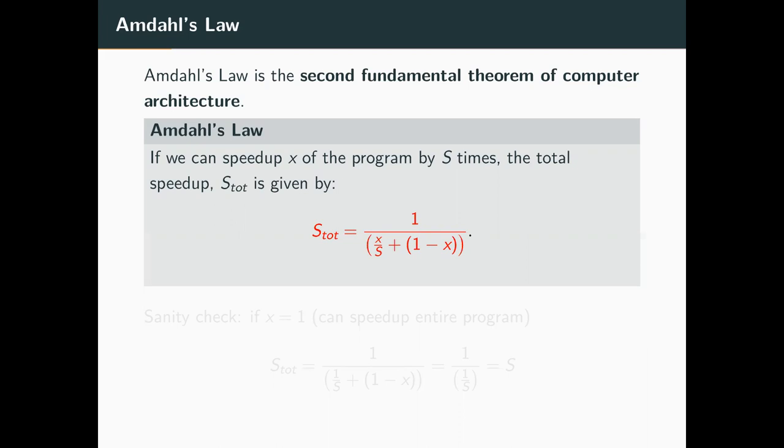Okay, so Amdahl's law says that if we can speed up x of the program by s times, the total speedup, S total, is going to be given by this equation. S total is equal to 1 over x divided by s plus 1 minus x.